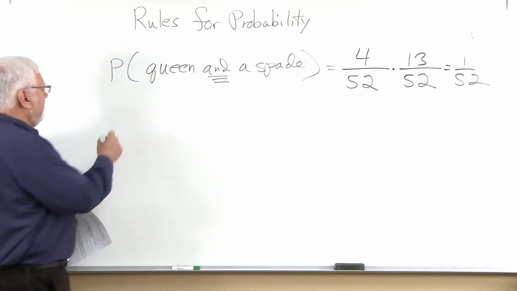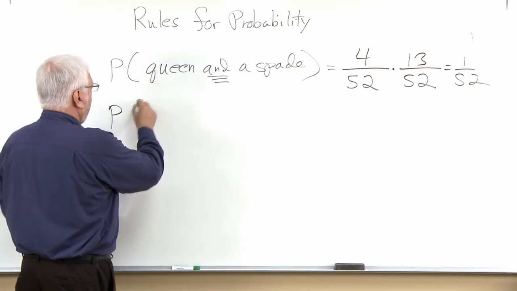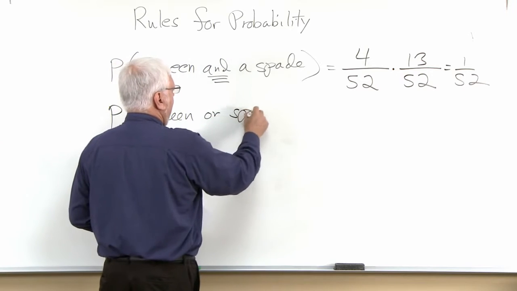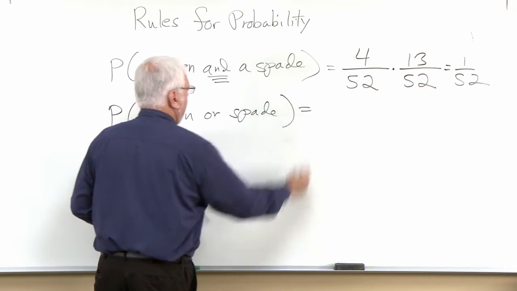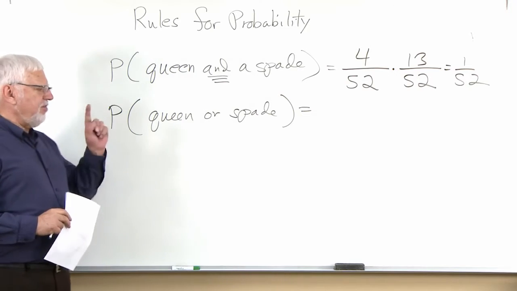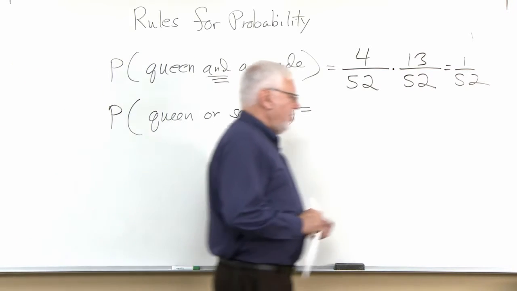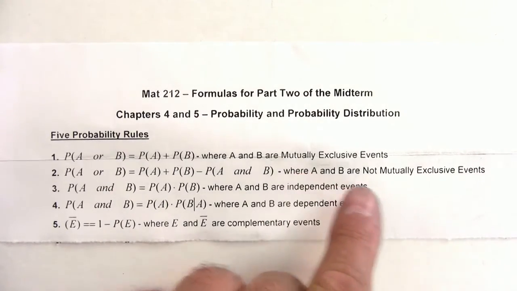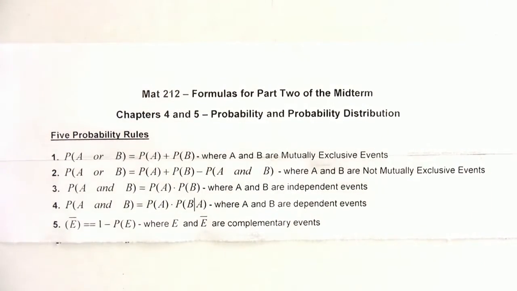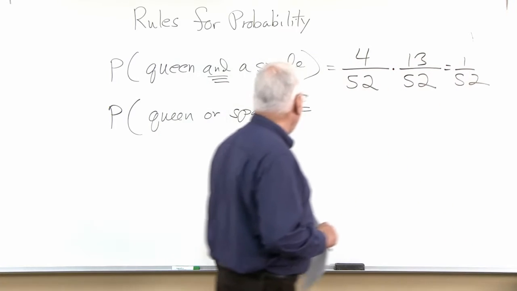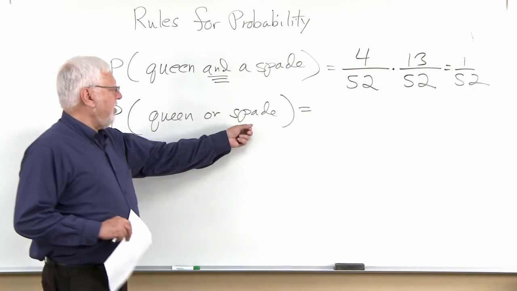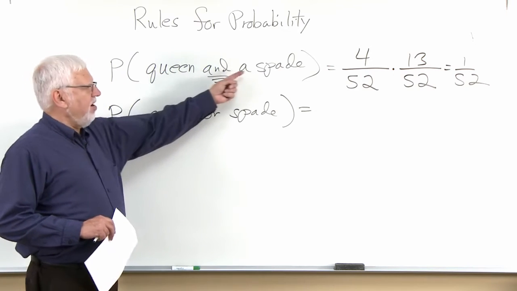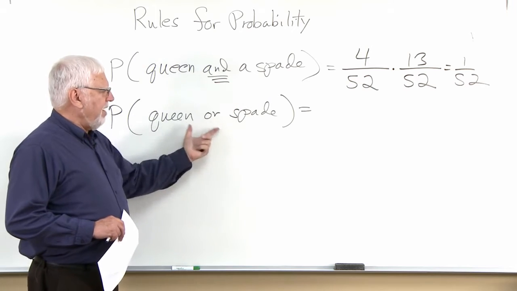Now what about this one, just as a comparison? The probability of a queen or a spade if we draw one. Let's go take a look at our formulas for or. Well, we've got 2 or formulas. One of them is mutually exclusive and one is not mutually exclusive. So we have to decide, are these mutually exclusive events or not? Can they occur at the same time? Well, they could, because you could draw out the queen of spades. So they're not mutually exclusive.